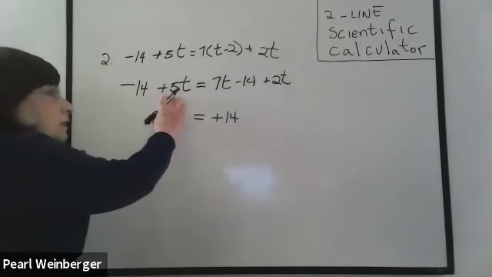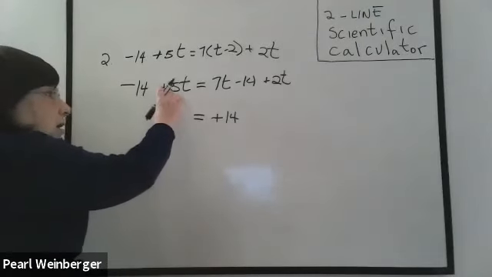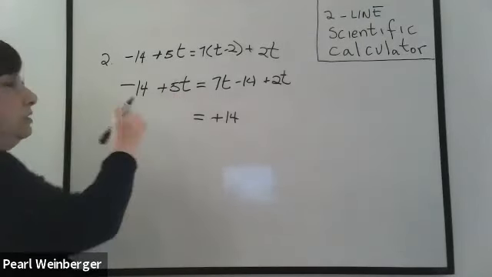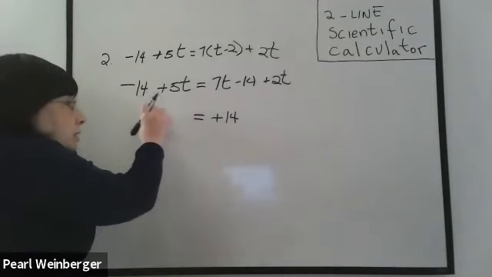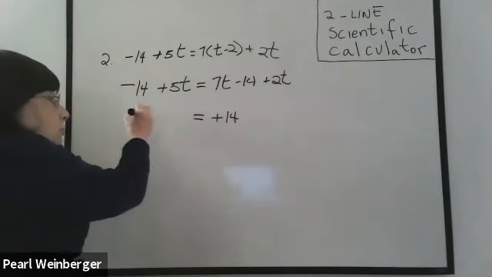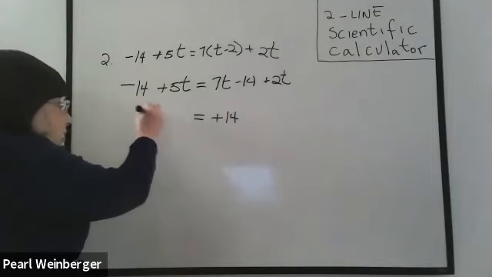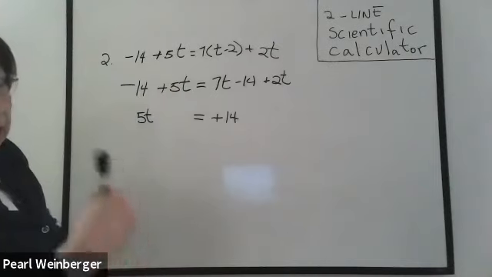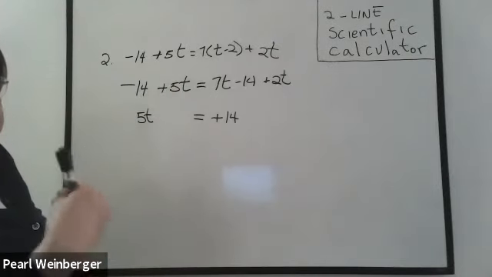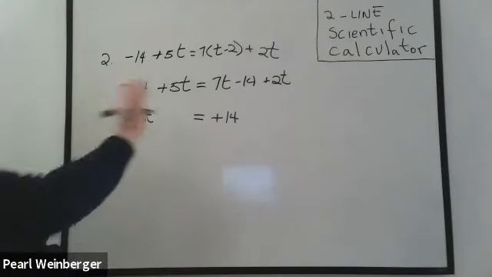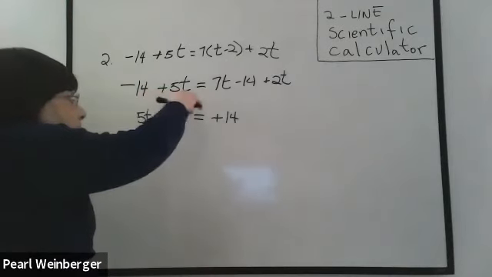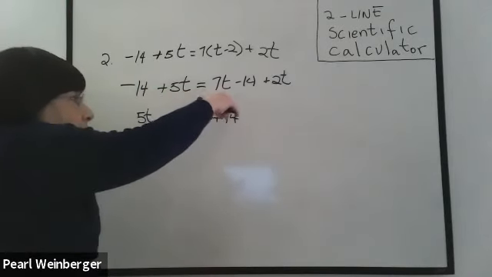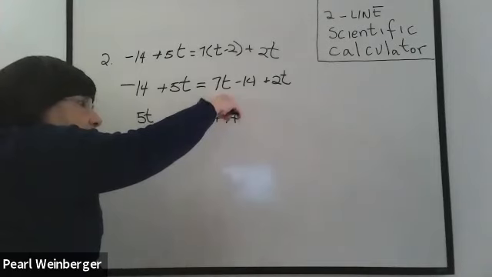The next thing I see is my 5t. Now, I don't want to move that 5t because I said I want to leave all the variables on the left side. So I'm leaving that 5t. I don't change its sign because I'm not moving it. I only change the signs of those things that I move. Okay, that took care of everything on the left side. I now go to the right side.